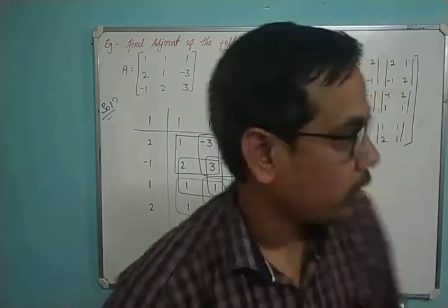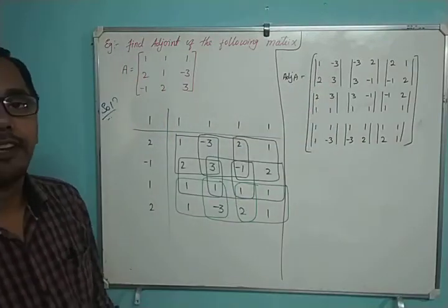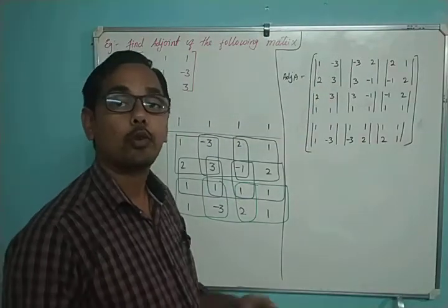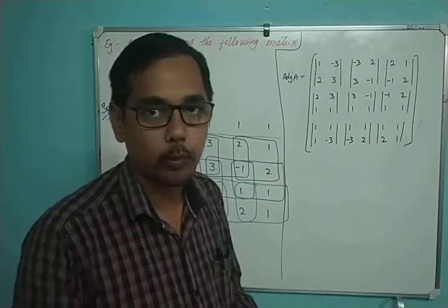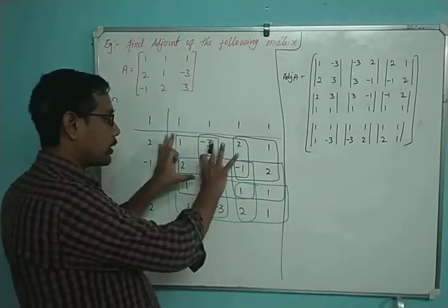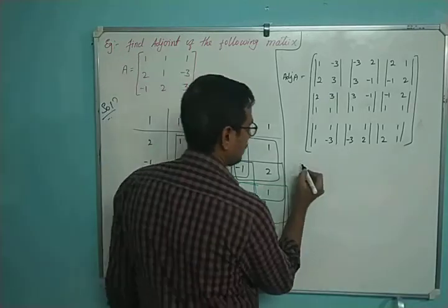So if you put it in this way and calculate this determinant's value, that will be your adjoint. So no need to calculate the value of minors and cofactors and take the transpose. That's all not needed. Just you need to remember this trick. Okay.